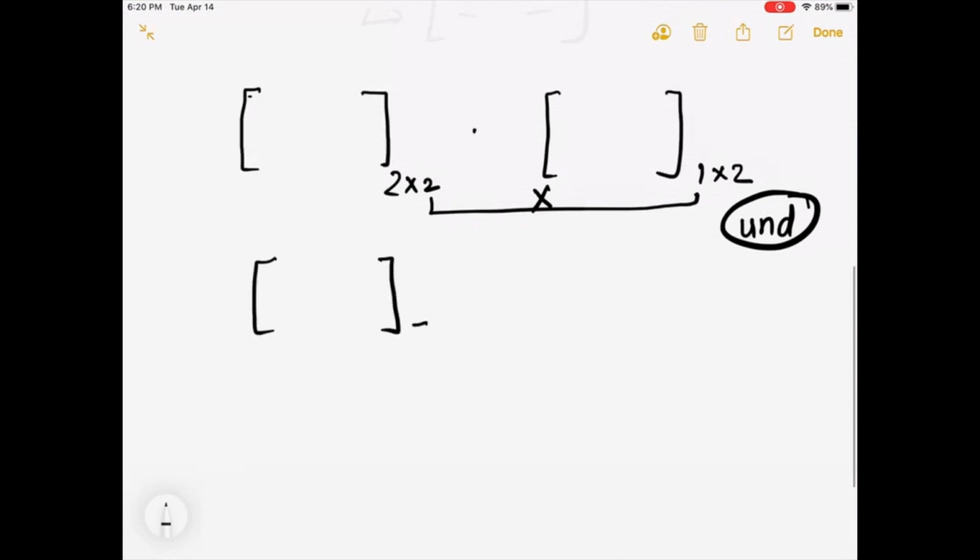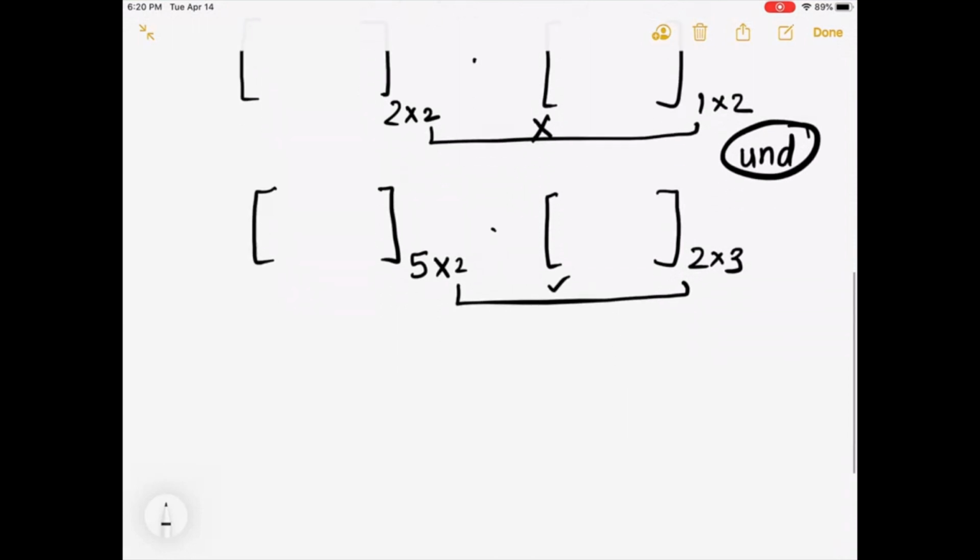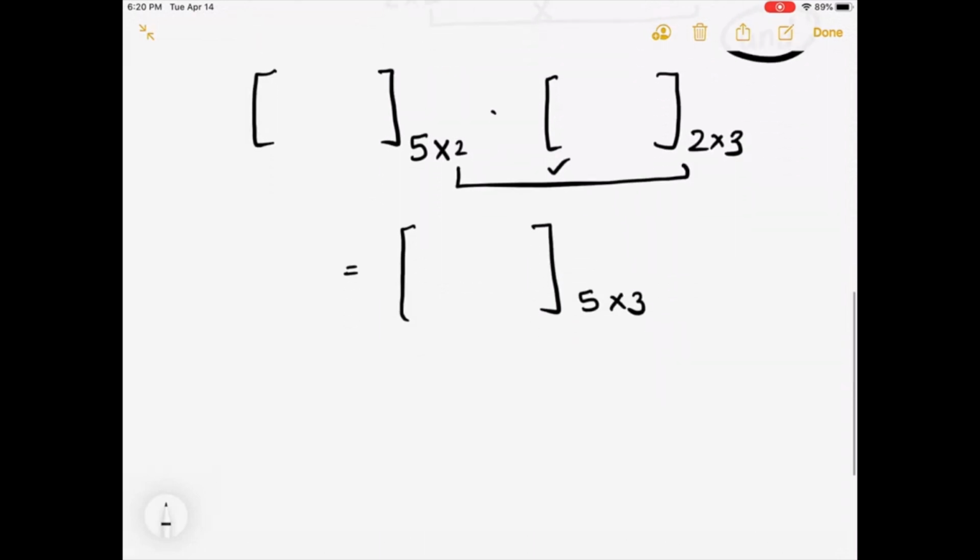Let's look at another one. If I have a 5 by 2 matrix and I'm multiplying it by a 2 by 3 matrix, let's check if you can do this. The inside numbers match up. Yes, we can multiply these, and my product would be of size 5 by 3, or 5 rows with 3 columns.